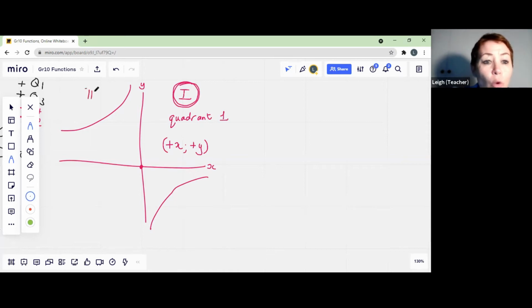This is quadrant 2, always, always, always. For some reason, we start at the right and we move over to the left. So this is quadrant 2. And when we go into quadrant 2, x changes from being positive to being negative. So numbers start to get smaller. So in quadrant 2, x is negative and y is positive.